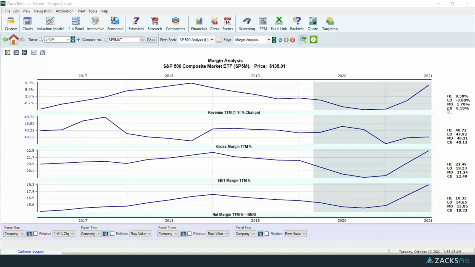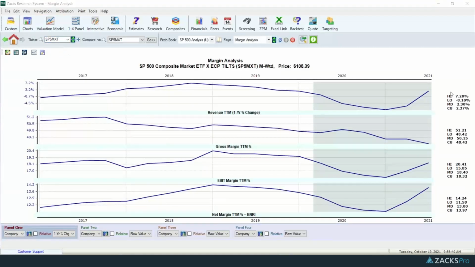What I want everyone to pay attention to is this revenue trajectory of 8.18%. And when we remove the ECP mega cap tech names, you can see that revenue growth drops from 8.18 year over year. Again, this is a trailing 12-month, 1-year percent change. We're only at 2.37 if you remove mega cap tech. So that goes to show you tech's influence, or at least these 6 ECP mega cap tech names' influence on that revenue trend, is substantial.